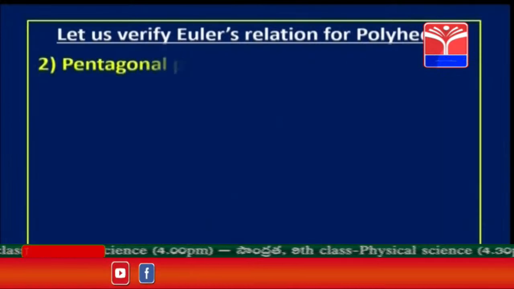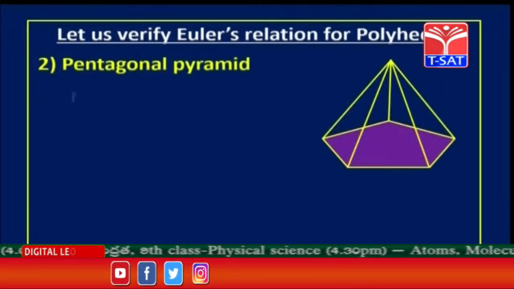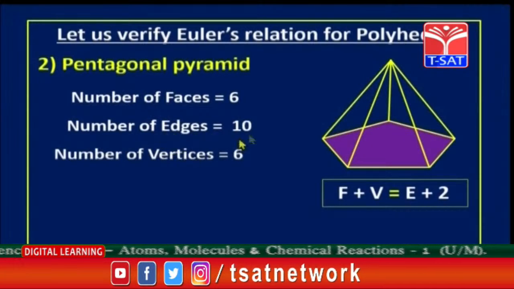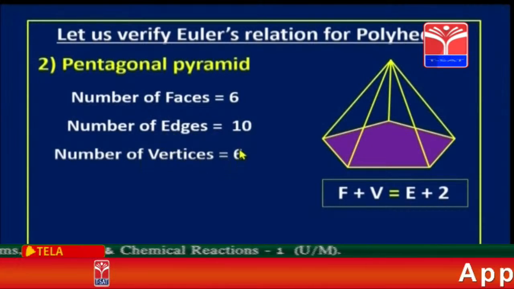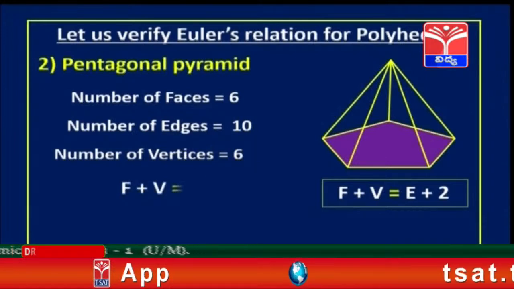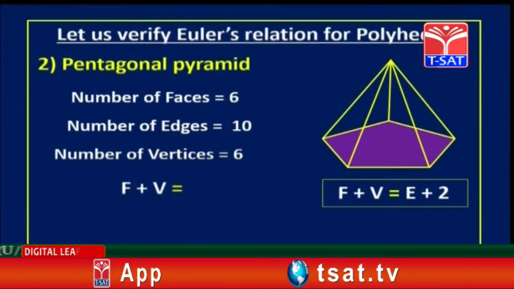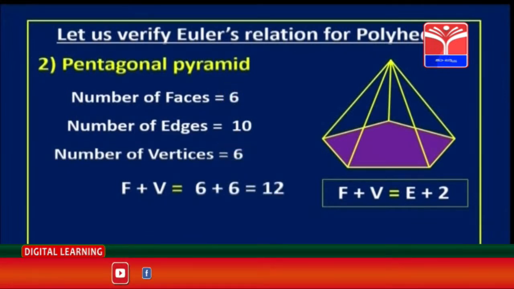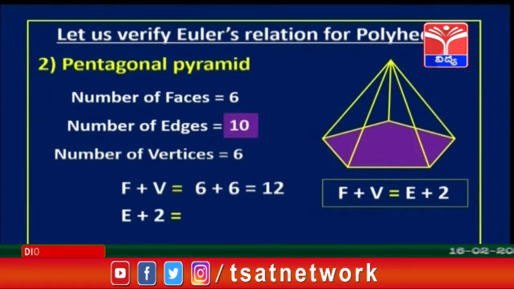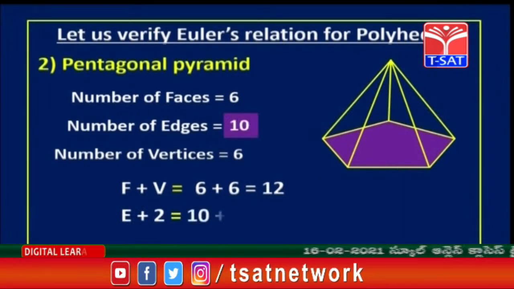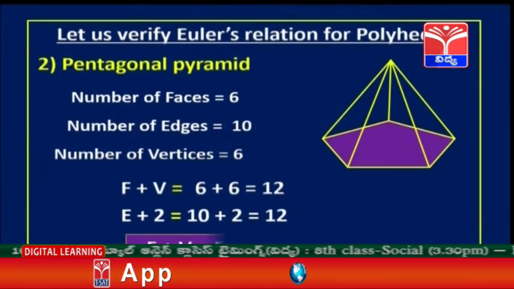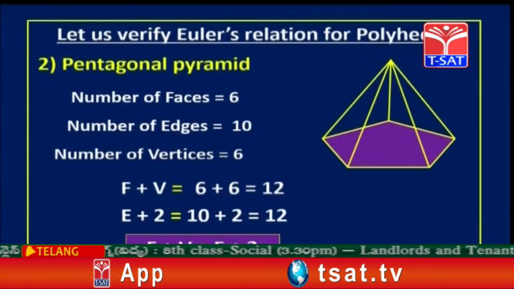Now I am taking the second one, a pentagonal pyramid, children. For this, number of faces equals 6, number of edges equals 10, number of vertices equals 6. You have to do the same, children. f plus v, 6 plus 6, which is equal to 12. e plus 2, which is equal to 10 plus 2, which is equal to 12. Children, are you getting the same here? Yes. So from this, what you can conclude? f plus v equals e plus 2.